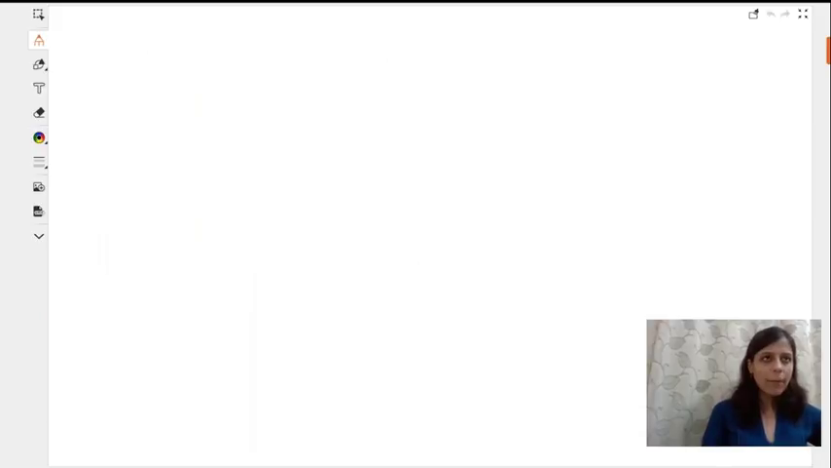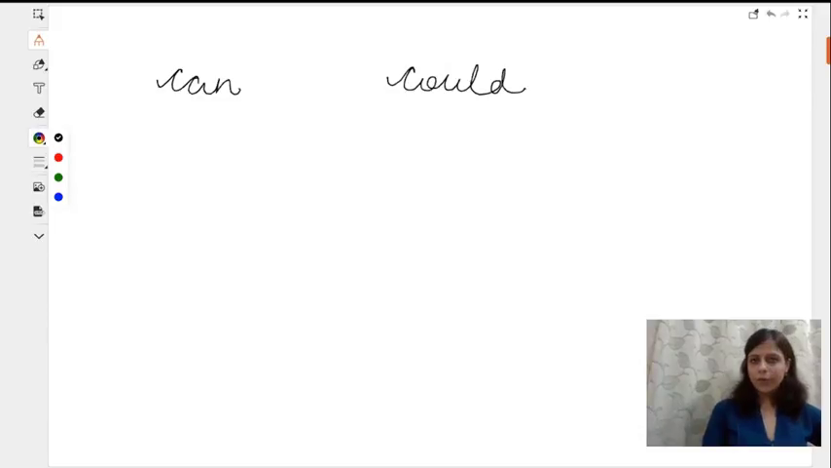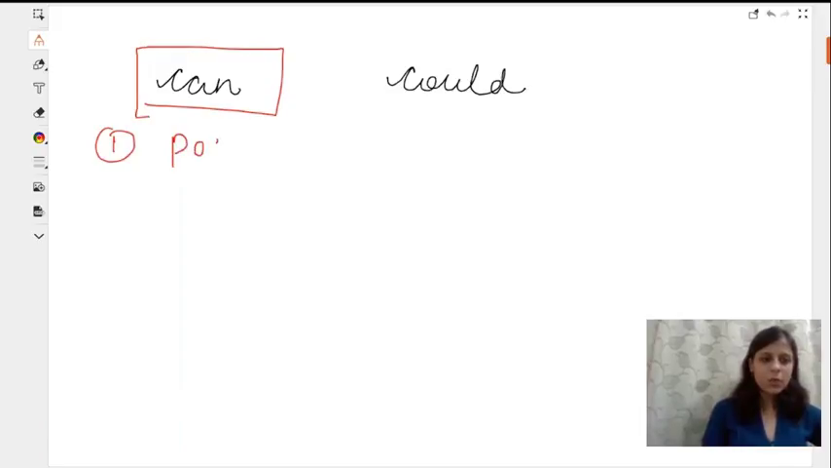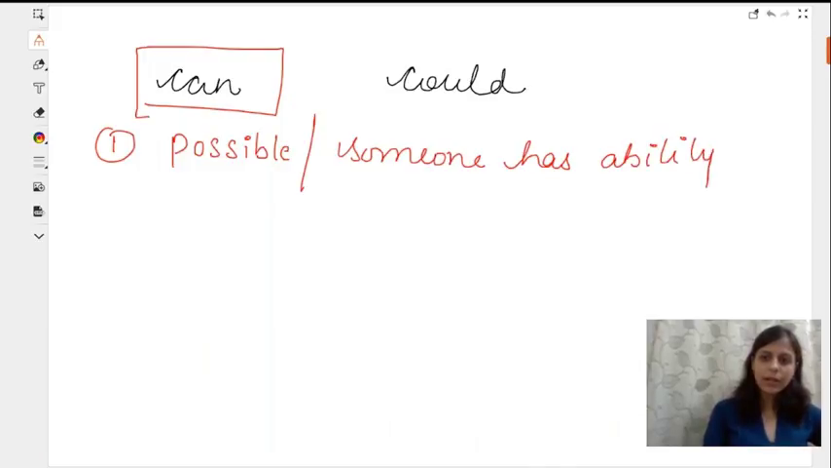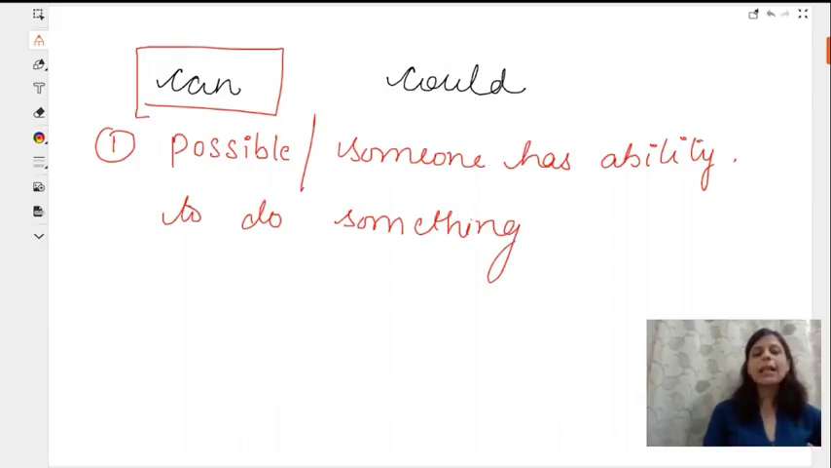Now let's pick up the example of this pair. Let's say I'm going to talk about today can, and I have could. So where can I use the word can and where can I use could? Let's focus first on can. Can is used where there's some possibility, or maybe when someone has ability. We just talked about ability. Somebody has the ability to do something, so I use the modal can.